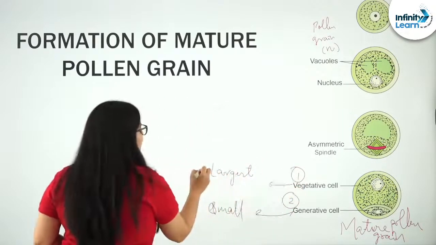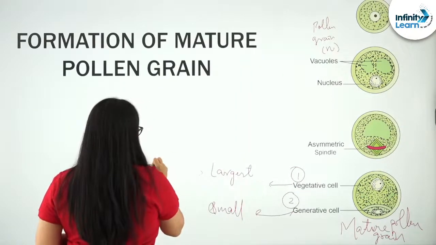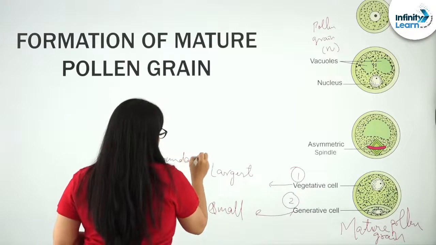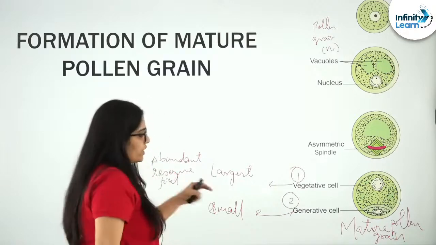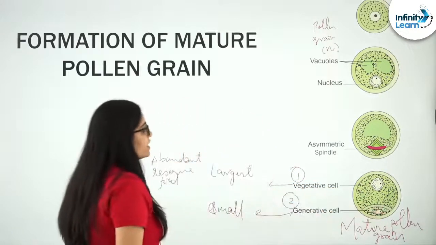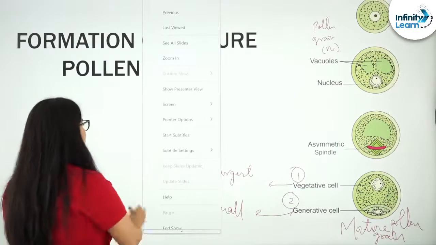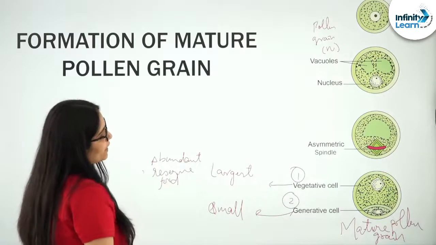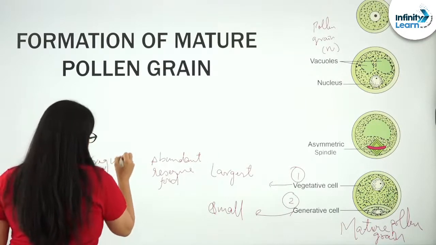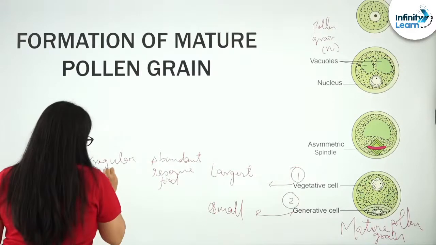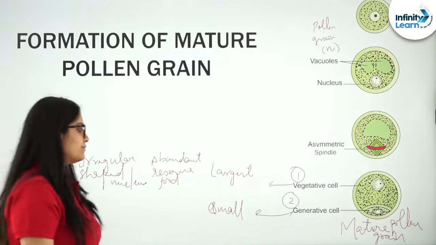Now, the vegetative cell has abundant reserve food stored in its cytoplasm, right. If I talk about the nucleus of the vegetative cell, what is it, students? The nucleus of the vegetative cell is irregular in shape. It possesses an irregular shaped nucleus.